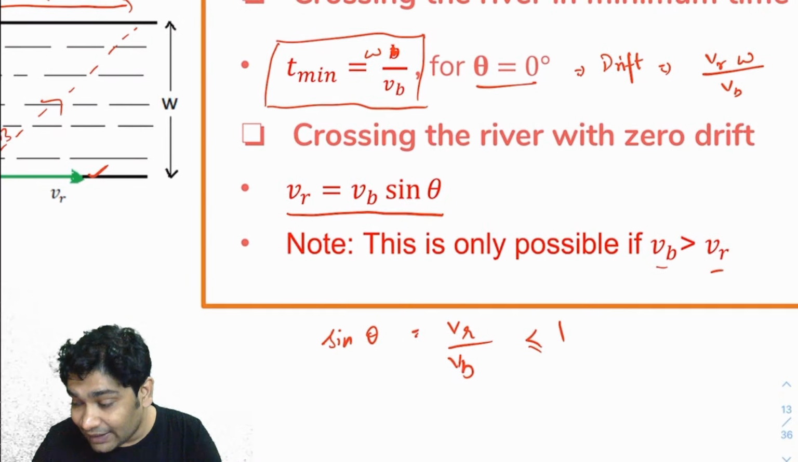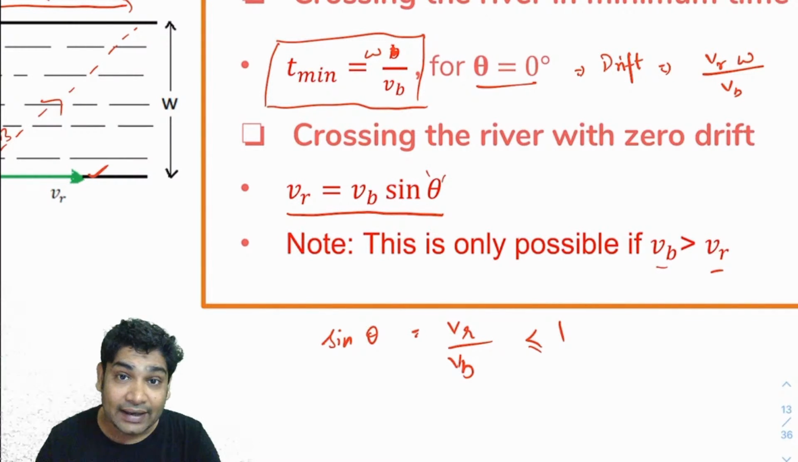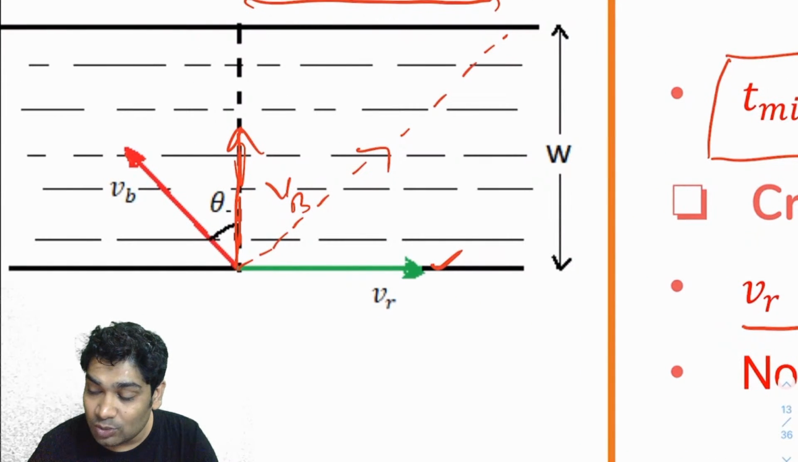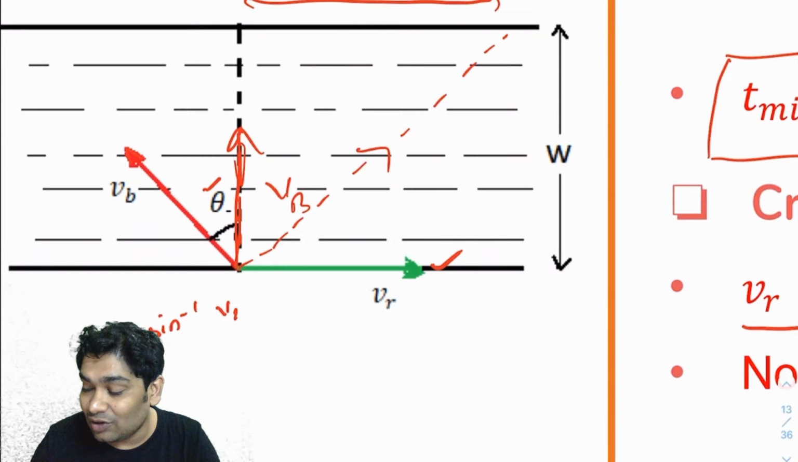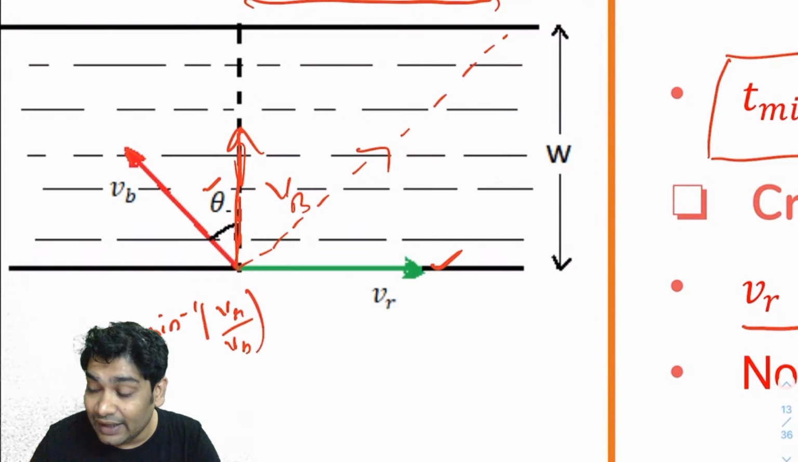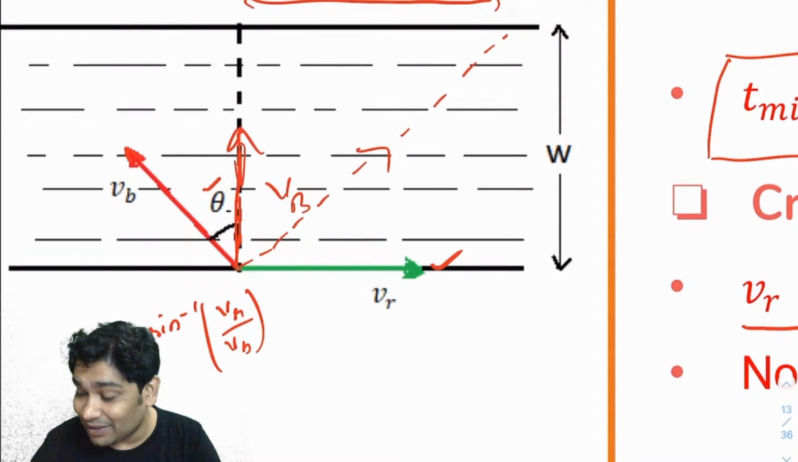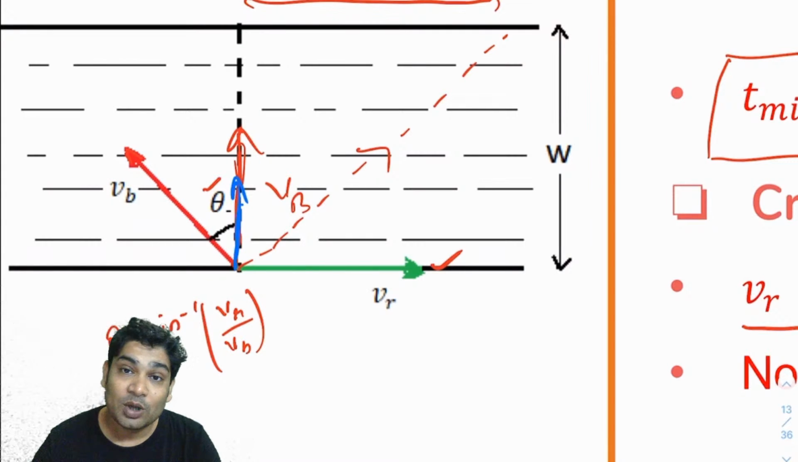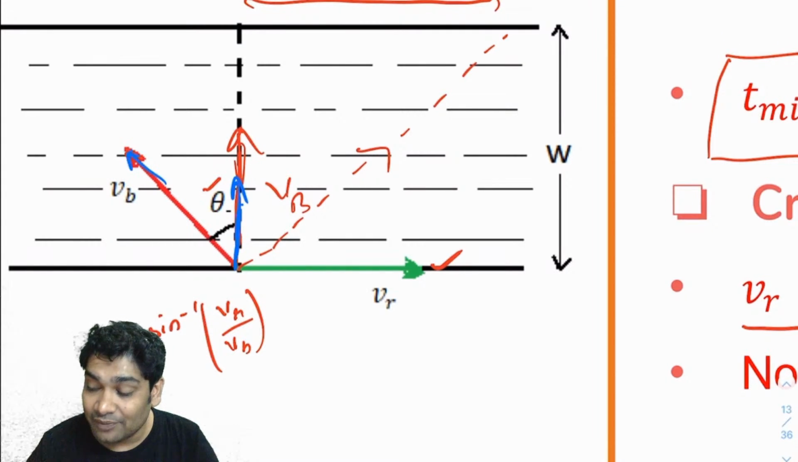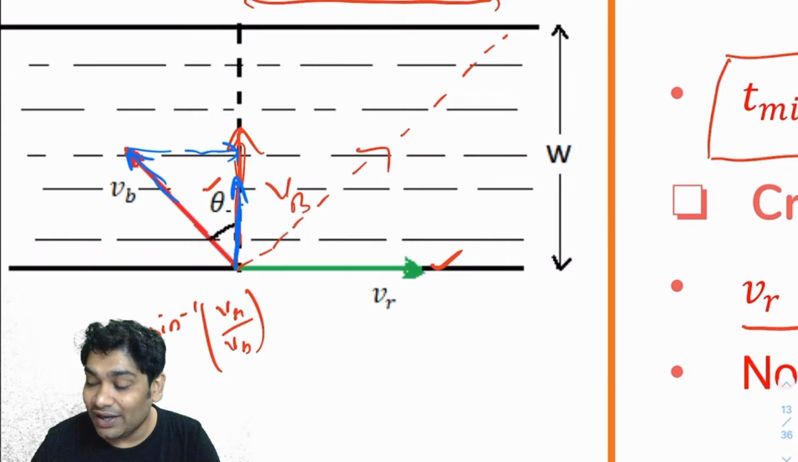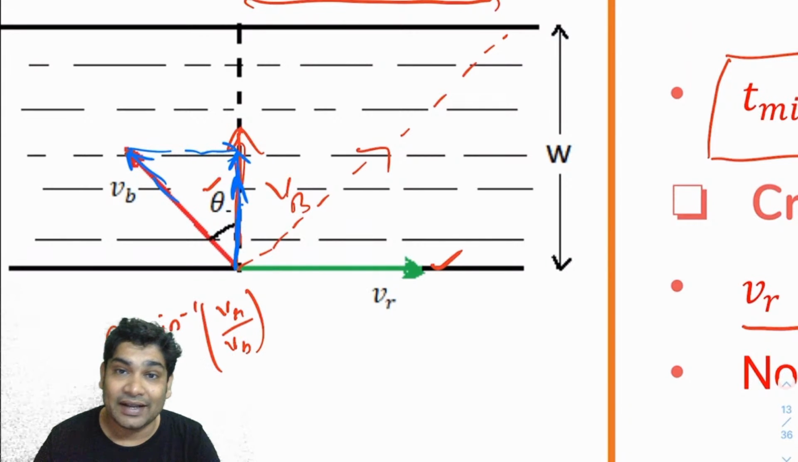Alright, and here theta is going to tell you at which angle you should be moving. So if the boat tries to move at an angle theta such that theta is sine inverse of VR over VB, then the net velocity, or the ground frame velocity of the boat, becomes like this only. The boat tries to move in this direction, but the velocity of the river, when added to this, will give you such a resultant. So that is how your triangle would look like.